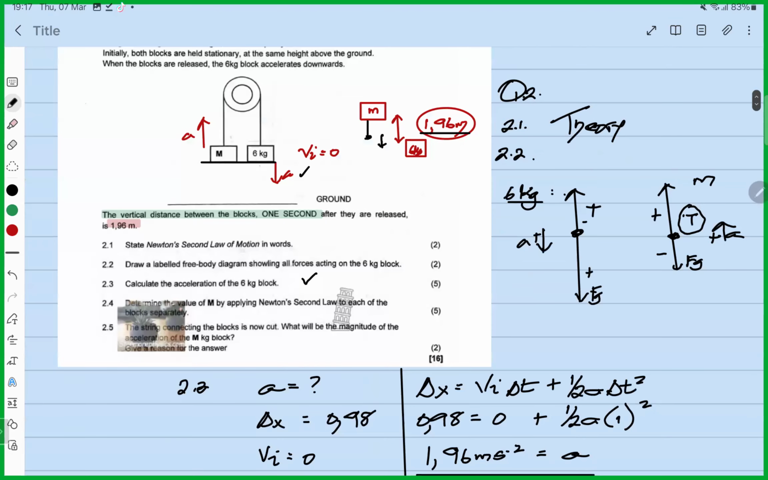Right, we can't do the last one technically, because we need to know a little bit about free fall, but I'm just going to do it. The string connecting the blocks is now cut. What will be the magnitude of the acceleration of m if the only force acting on both of these blocks is the force of gravity? Then both of them will have an acceleration of 9.8 meters per second squared downwards.